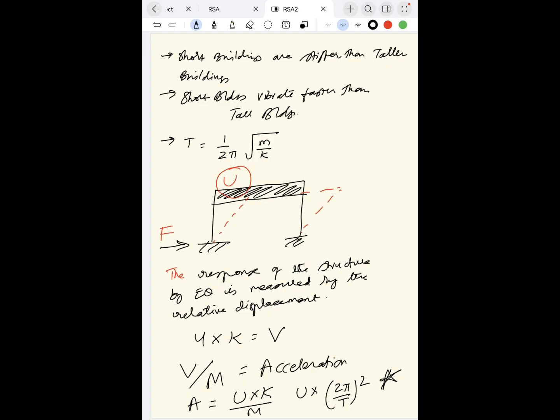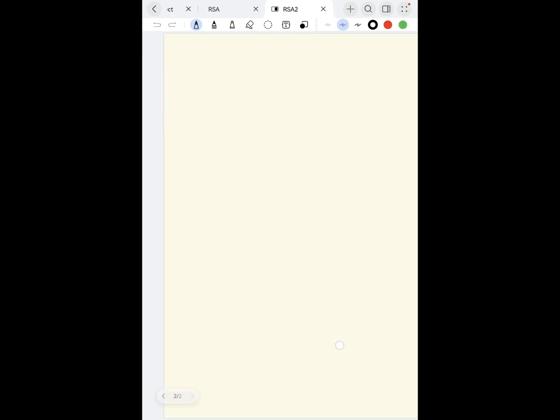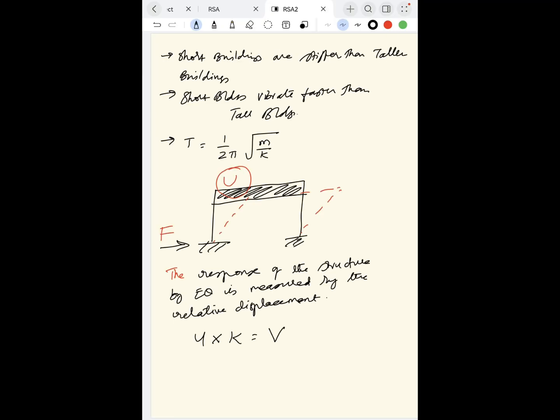Well, we used here acceleration in place of the relative displacement, because when we multiply the acceleration with the mass of the building, we will get the shear force. If we divide the shear force by the mass of a building, we will obtain the acceleration of a building.